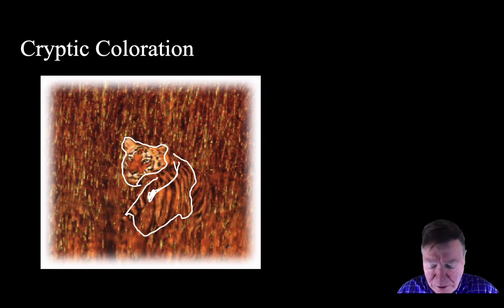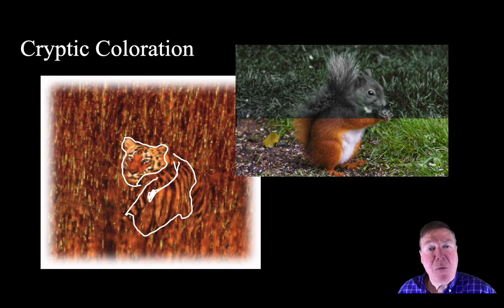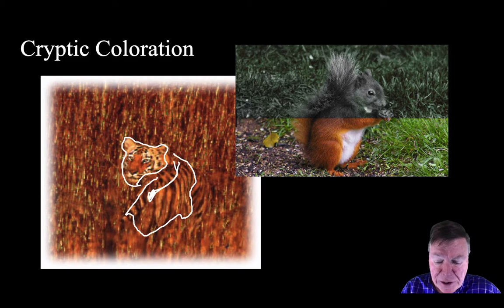Why does that work? Because animals don't see like us. Animals see in black and white mostly. The bottom half is how we see. This is how people see. This is how most animals see.